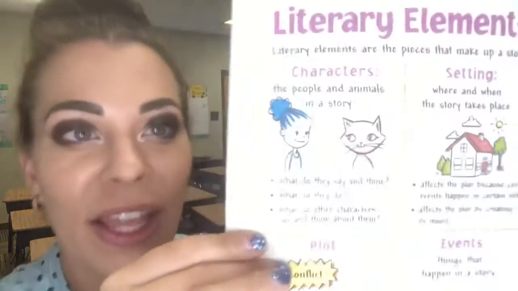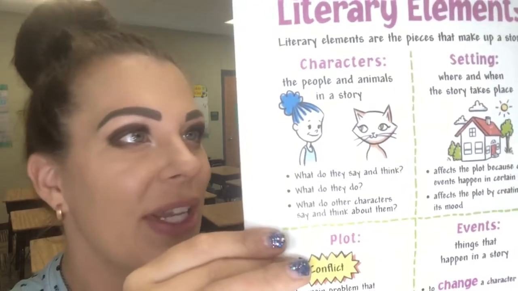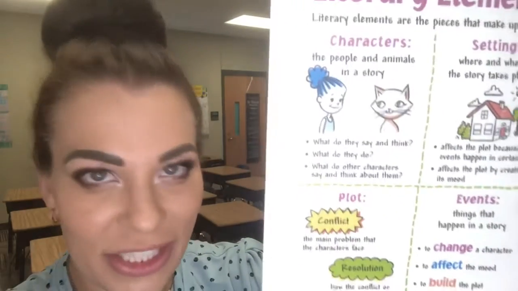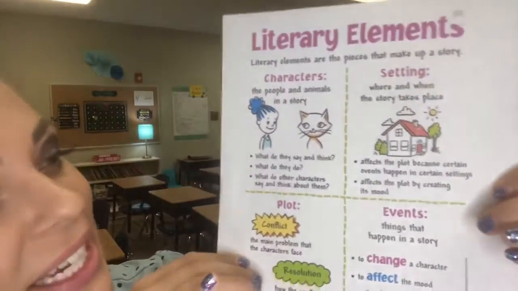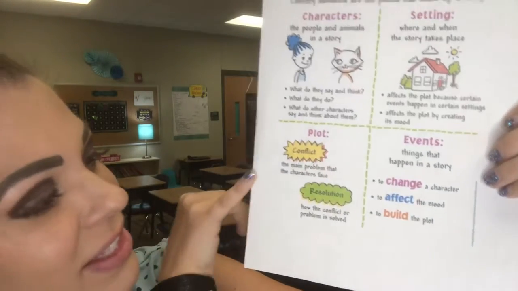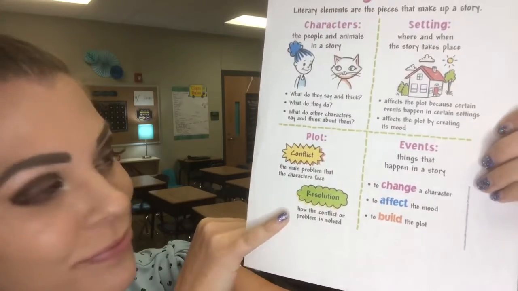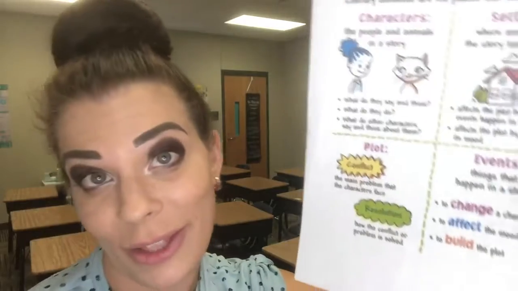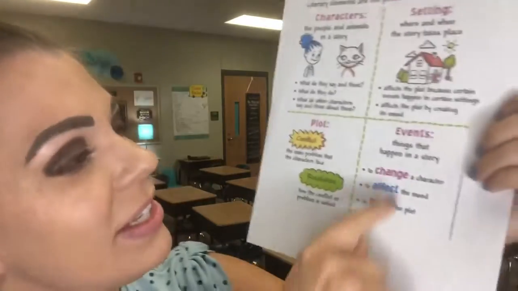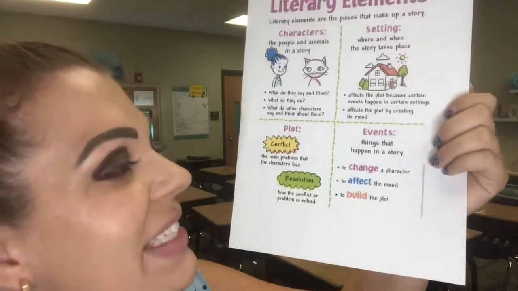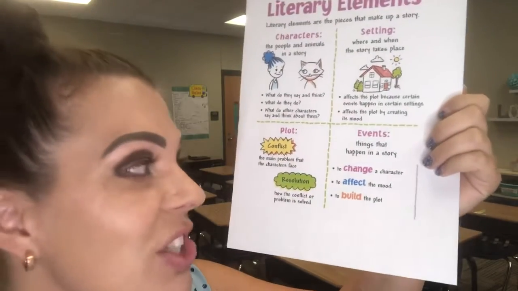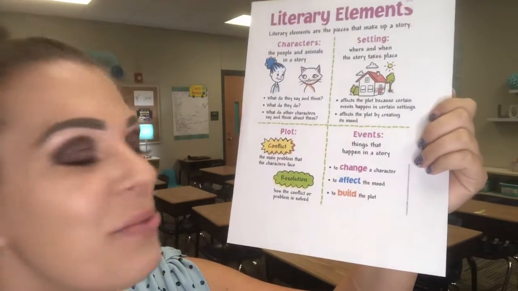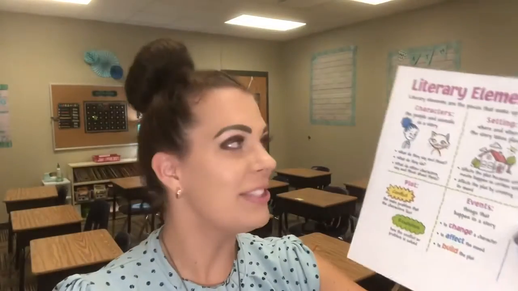Okay, awesome. So just to recap, characters are the people and animals in the story. If it's realistic fiction, it's going to be people. The setting is where the story takes place. The plot is the conflict and the resolution. And events are the things that happen in a story, and you're going to timeline those out. I know you all know what a timeline is. Events usually change a character, affect the mood, or build the plot.